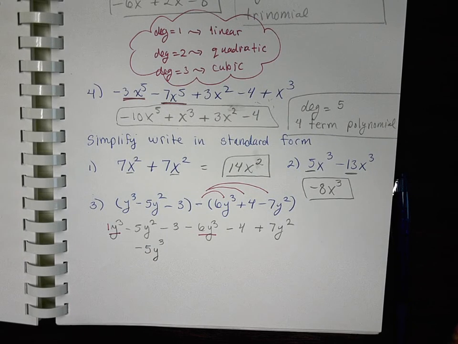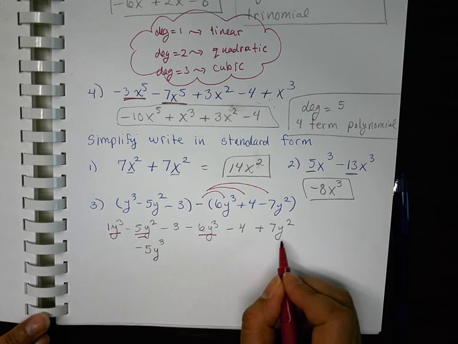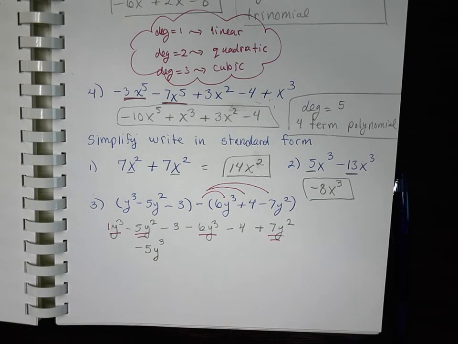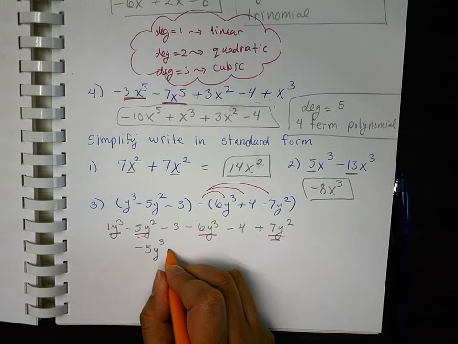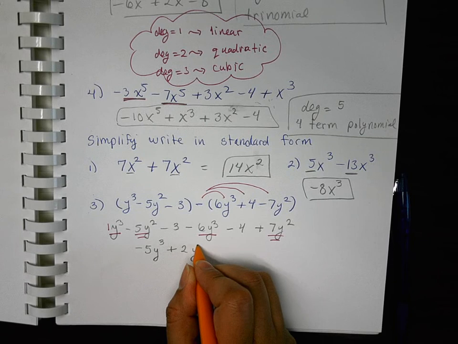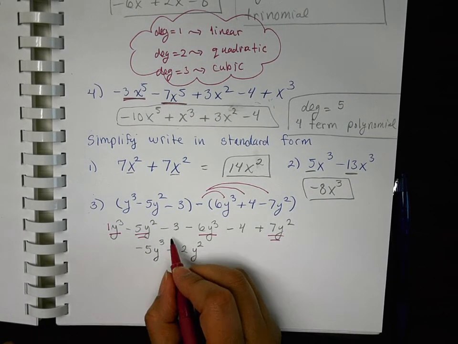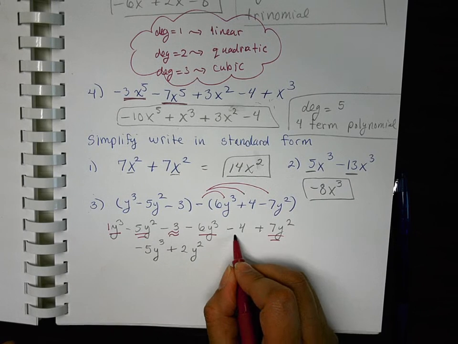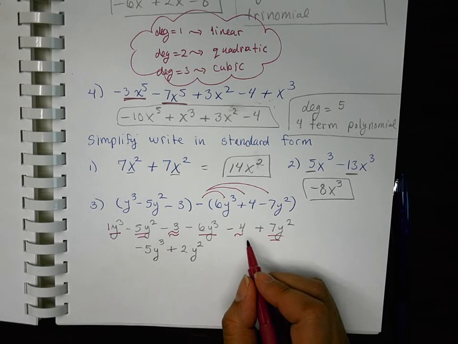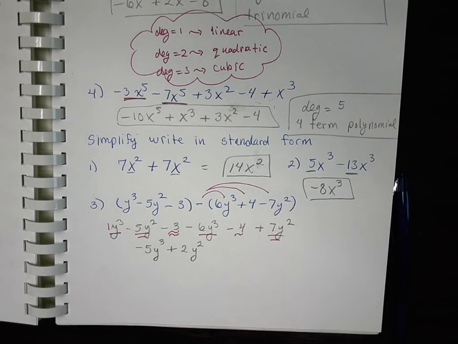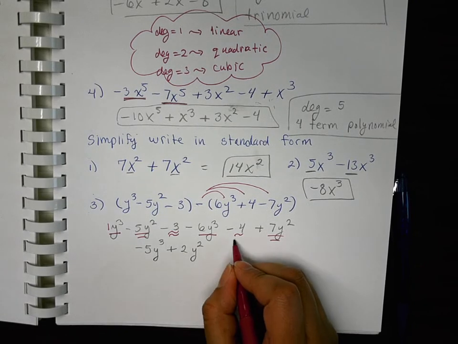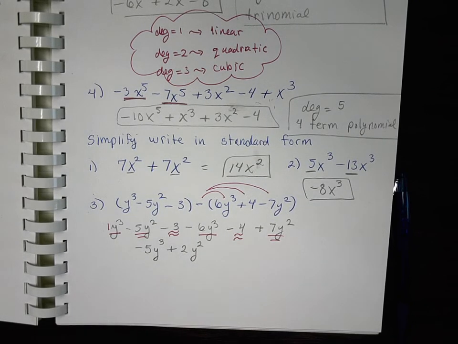All right, what would come next? The constant or the squares? Squared. All right, so I have a negative 5y squared and a positive 7y squared. Negative 5 and positive 7 make negative or positive what? Positive 2. Positive 2y squared, and then my constants are negative 3 and negative 4, and that combines to be negative 7.